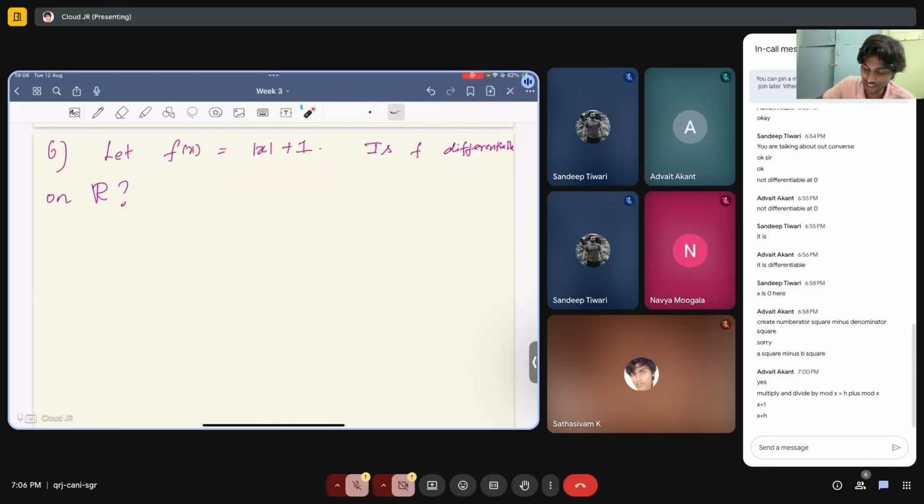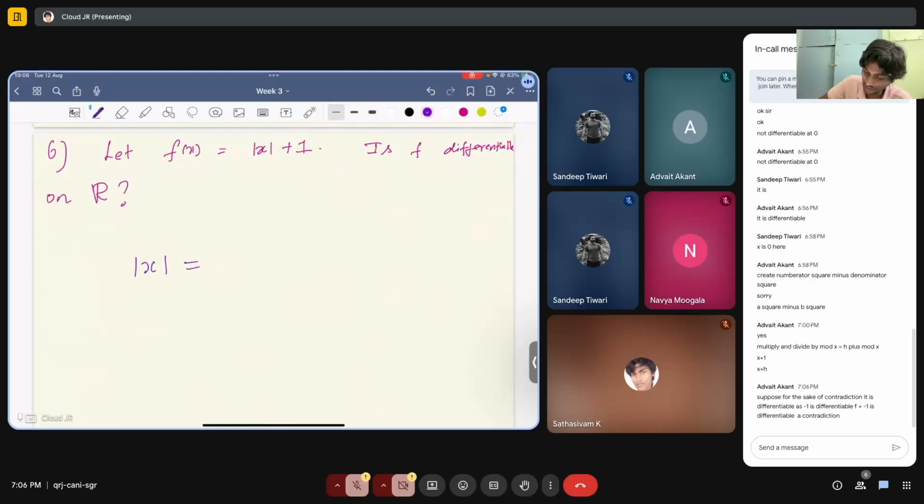Okay, I might be saying something, but I don't know if I am actually able to. I'm actually telling what I was thinking of. So what you do is, look at mod x. Mod x is nothing but f of x minus 1, right? You're just writing it a different way. If suppose f is differentiable, then since 1 is also differentiable, mod x is also differentiable at 0, right? That is a contradiction.